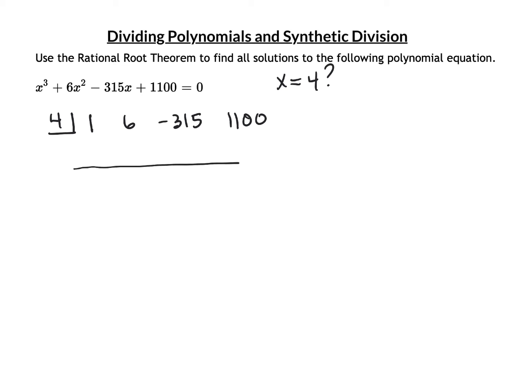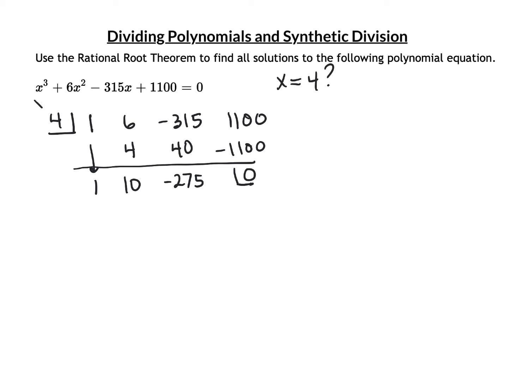First step is to bring down the 1 and then multiply. 4 times 1 is 4. And then add, you get 10. And then multiply. 4 times 10 is 40. Then add. -315 plus 40 is -275. I grabbed my calculator for that. Now -275 times 4 is -1,100. Look at that. The remainder is 0.